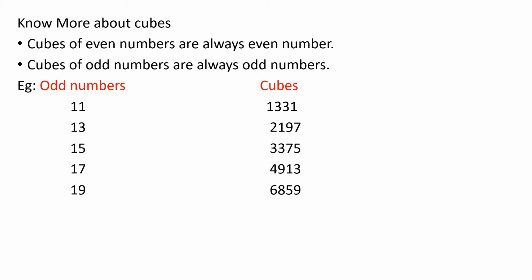Know more about cubes. You're going to learn more about cubes. Cubes of even numbers are always even numbers, like a property we have learned in chapter 6. Cubes of odd numbers are always odd numbers. Here some examples for odd numbers are given. 11. So 11 into 11 into 11, what is the answer you are getting? 1331. So this is also an odd number.